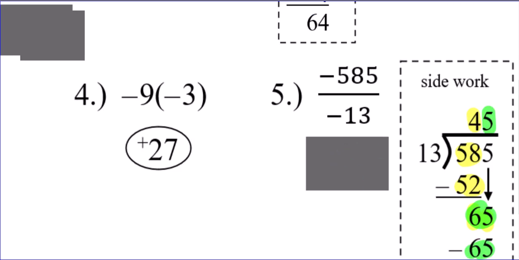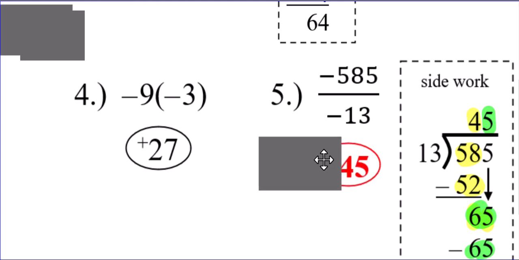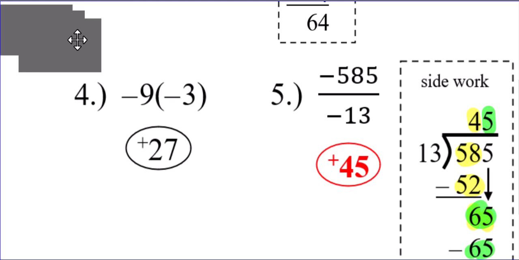All right, so we know this is going to give us 45. Should it be positive or should it be negative? Well, we just learned, if you're multiplying or dividing two numbers with the same sign, that answer will be positive. Do you have to put a tiny little positive symbol? No, you do not. But there you go.